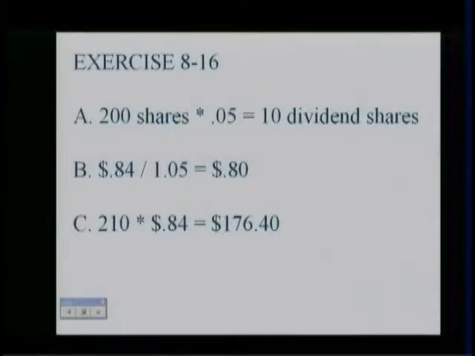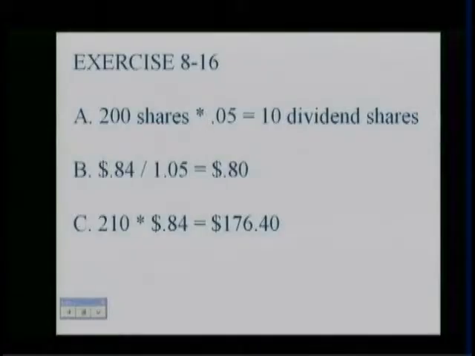Now if it had been a 10% stock dividend and you were doing the same problem, you would divide 84 cents by 1.10. So you just add 1 to the percentage amount and divide it into the current dividend to figure out what the new dividend would have to be to maintain the total amount of dividend for that particular year.